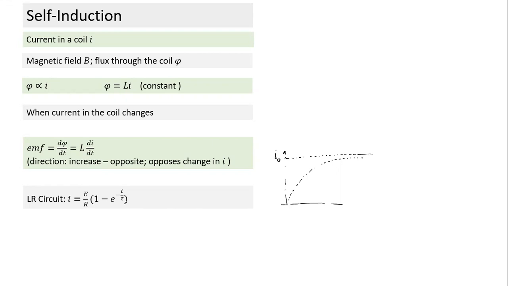So this is the LR circuit, and we are familiar with some of the terms. This equation is very similar to the equation we have seen before. Tau is called the time constant.